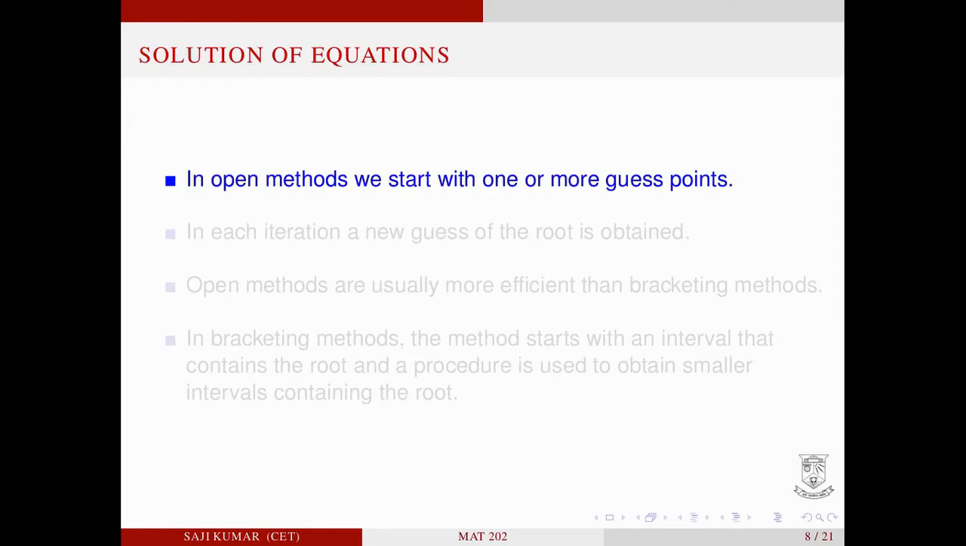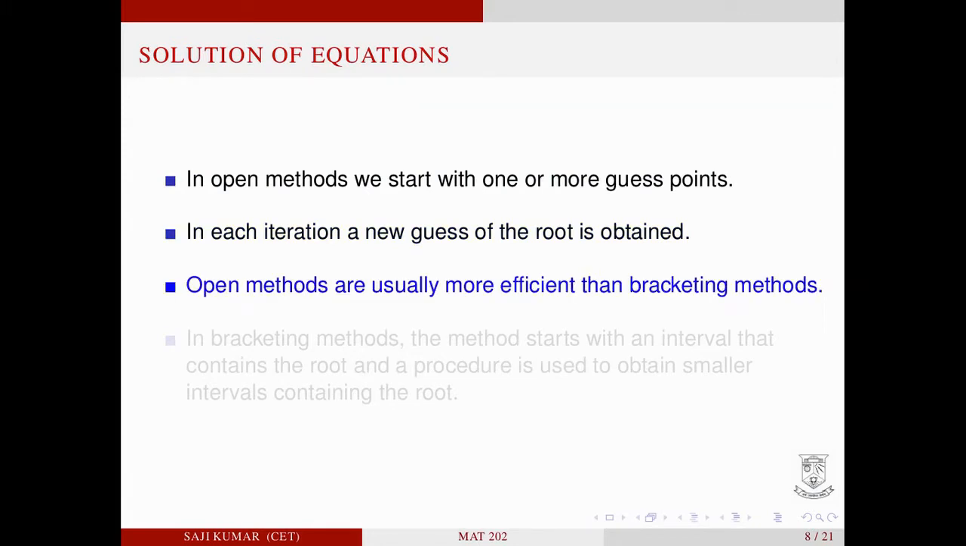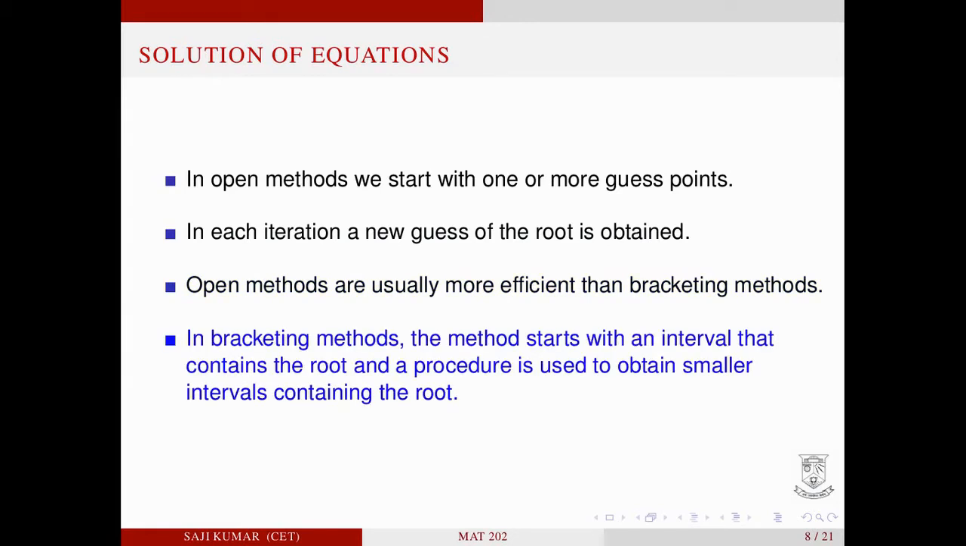In open methods, we start with one or more guess points. In each iteration, a new guess of the root is obtained. Open methods are usually more efficient than bracketing methods. In bracketing methods, the method starts with an interval that contains the root and a procedure is used to obtain smaller intervals containing the root.